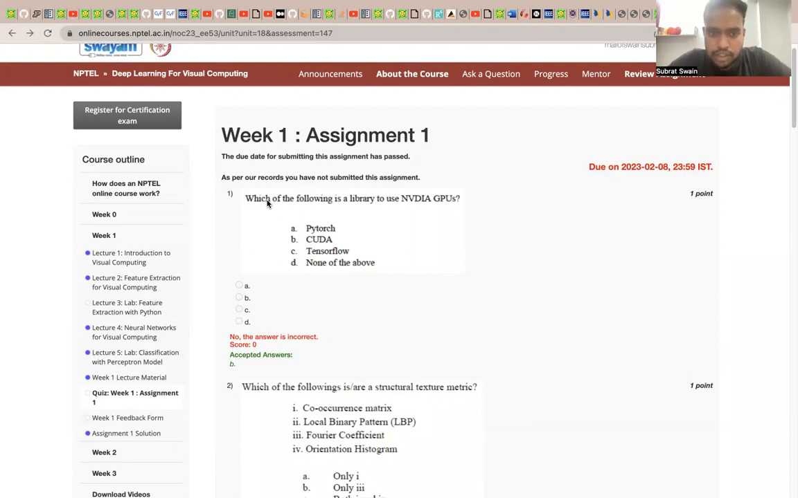Question one is: which of the following is a library to use NVIDIA GPU? So basically, NVIDIA is a GPU company which manufactures GPUs, and to interact with the GPU we need a language. To perform operations on the GPU and perform certain maths, we need a language. And PyTorch is a library actually. So here PyTorch is there.